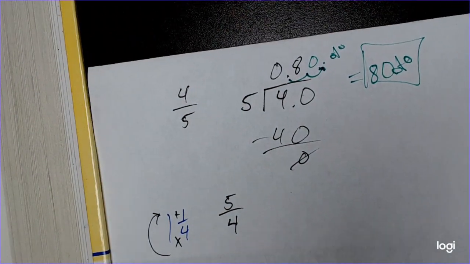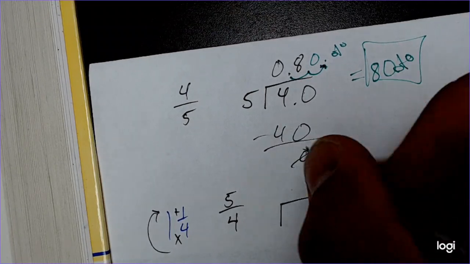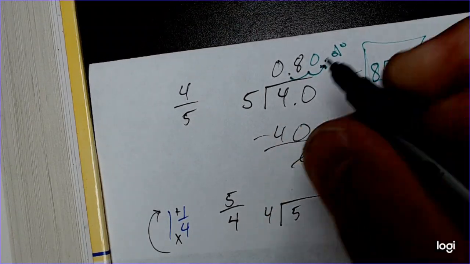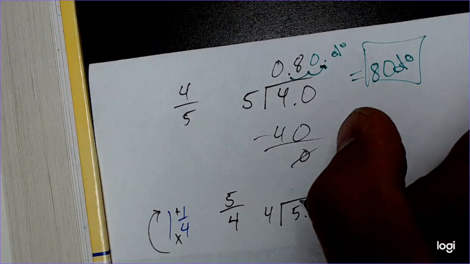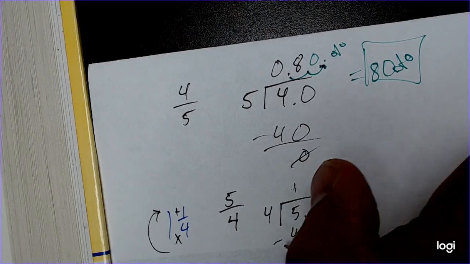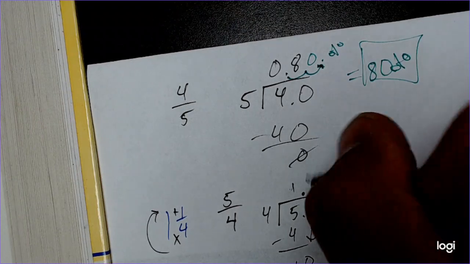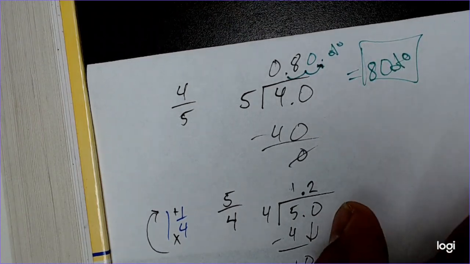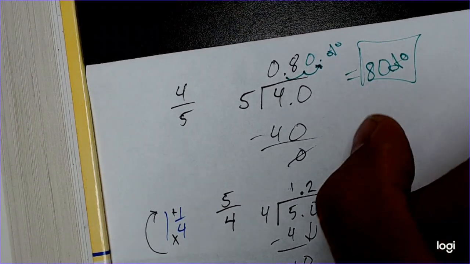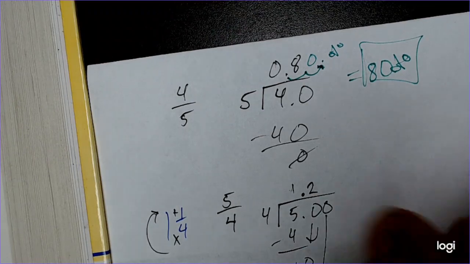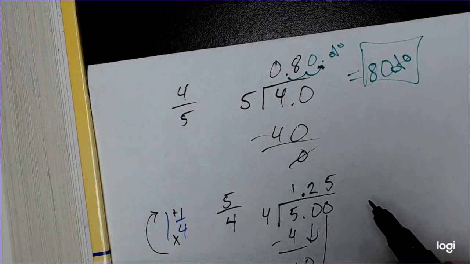Now, again, I'm going to turn my fraction into a division problem. This time the 5 is on the inside, 4 is on the outside. Add some decimals. 4 goes into 5 one time, gives me 4. Subtract, 1 left over, bring down the 0. 4 goes into 10. Oh, well, I need to put my decimal there. 2 times 4 is 8. Subtract, I've got 2. Put another 0. Bring it down. 4 goes into 20 5 times. 1.25.